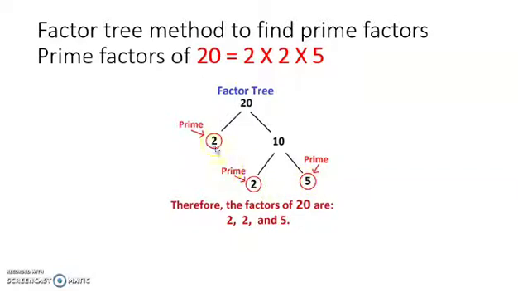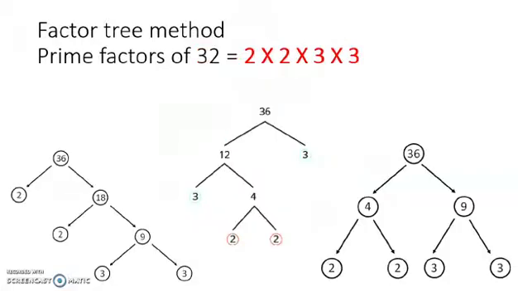So we have found the prime factors, which are circled in red, for the number 20. And we can check it. 2 2s are 4 and 4 5s are 20. So 2 into 2, 4, 4 into 5, 20. These are the prime factors of 20. So the factor tree method is very interesting and we can find the prime factors using the factor tree method.